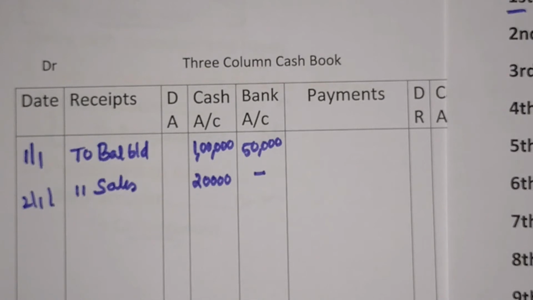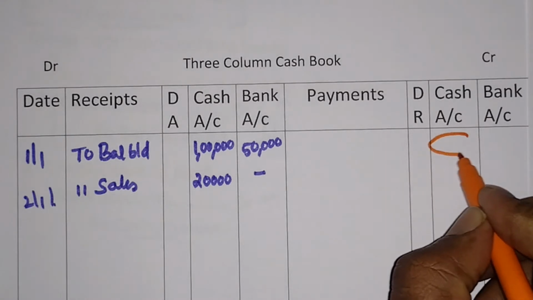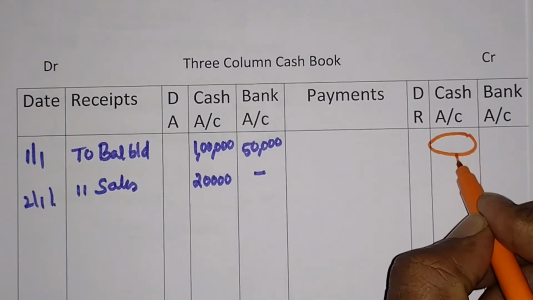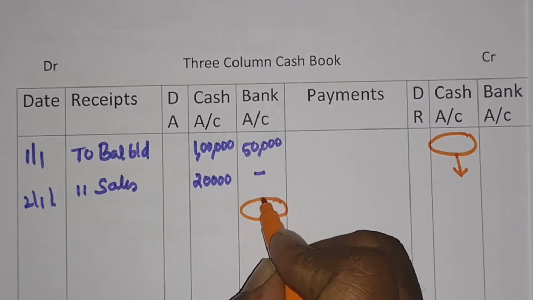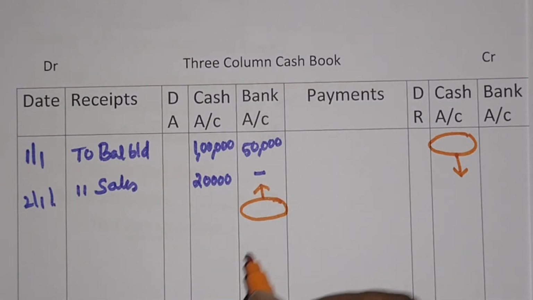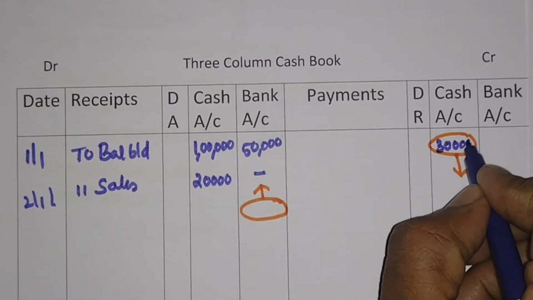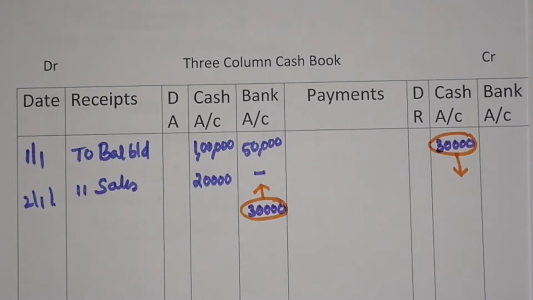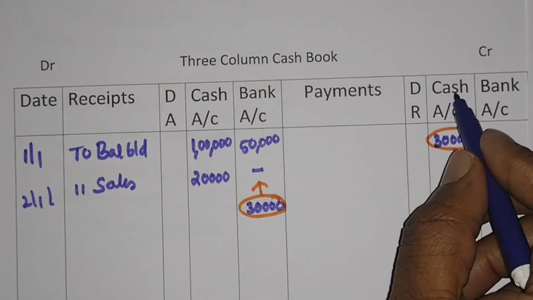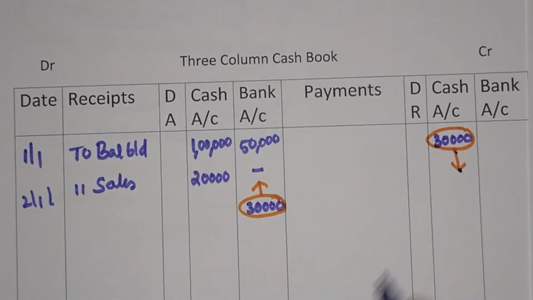Third one is cash deposited into bank. This is the contra entry. So first the money decreases in the office and the money increases in the bank. One transaction, two different places will be recorded. 30,000 in the cash column, 30,000 in the bank column. See, always in the credit side the cash will be decreased and in the debit side it will be increased.